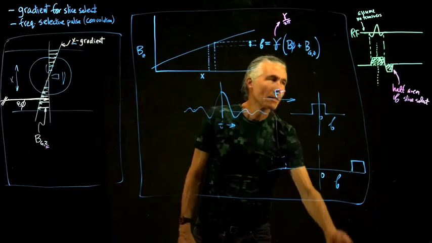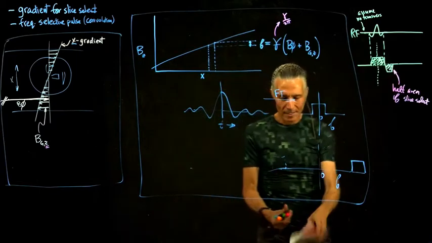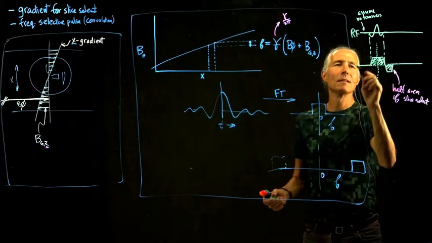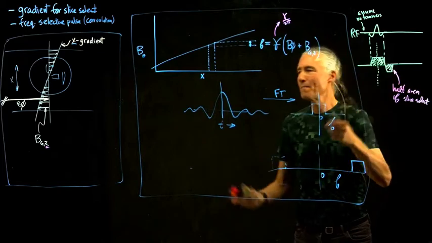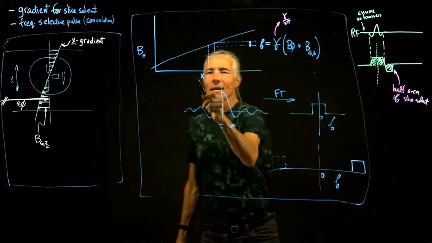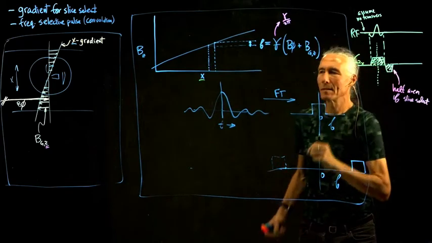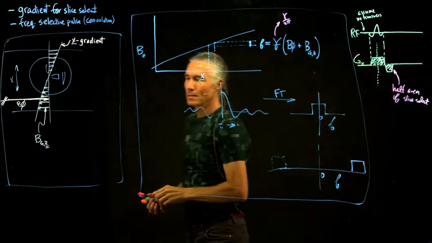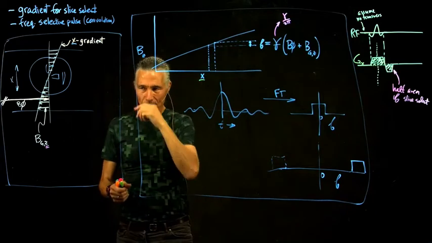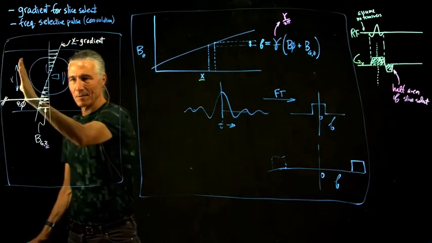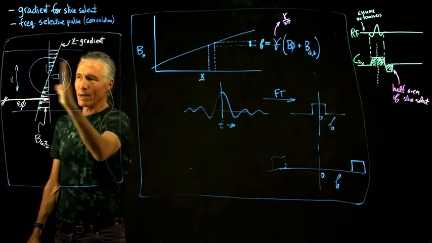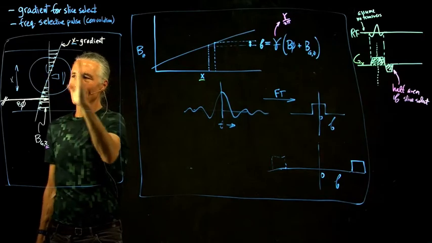So that's kind of the basic idea. If we were selecting an X slice, then this would be the X gradient. A lot of times we'll talk about selecting slices that are Z gradients. Those would be horizontal slices.